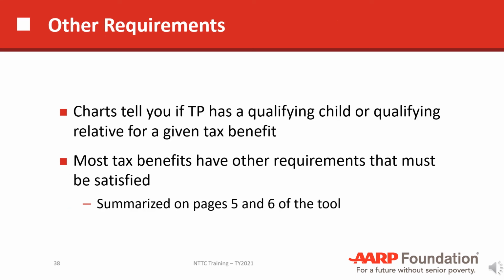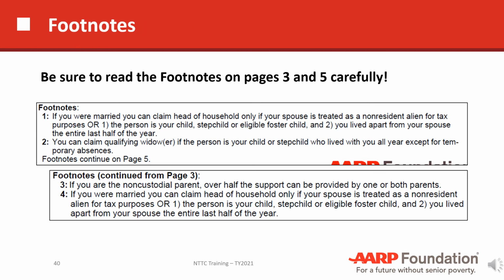So there are other requirements in some cases. The charts will tell you if a taxpayer is a qualifying child or a qualifying relative for a given tax benefit. And most tax benefits also have other requirements that must be satisfied. And those would be listed on pages 5 and 6 of the resource tool. So you should make yourself aware of everything that's on that resource tool, all 8 pages of it, so that if you do start looking at a particular benefit, you make sure that you look at the additional requirements as well.